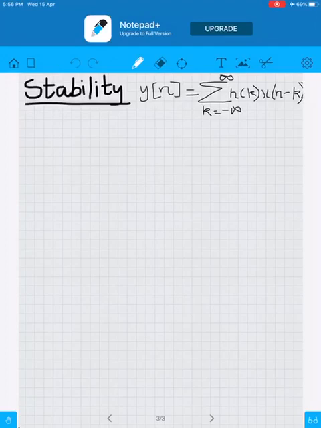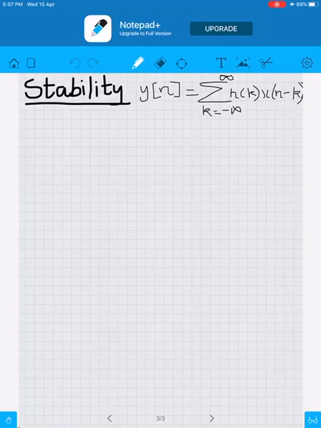In today's video, the objective is to know when we can say that the system is stable by observing the impulse response of the system. Again, I have taken the same equation for a discrete time system, that is the equation for the convolution sum: y of n is equal to summation k is equal to minus infinity to plus infinity h of k into x of n minus k.